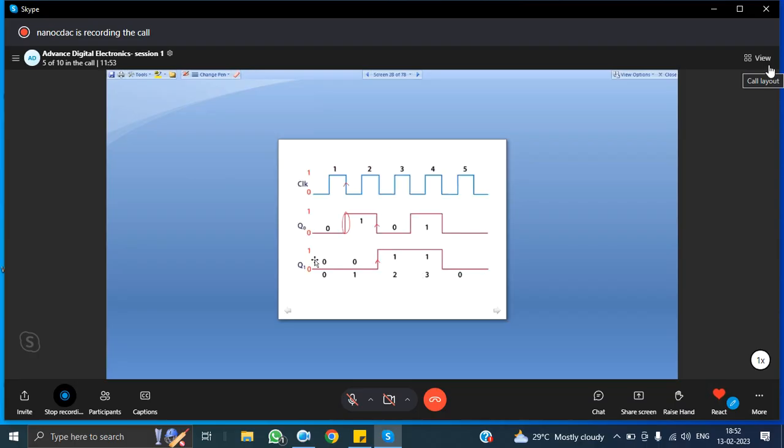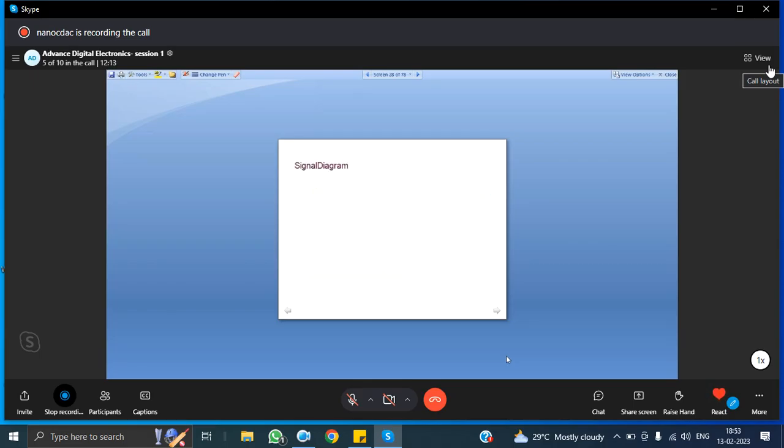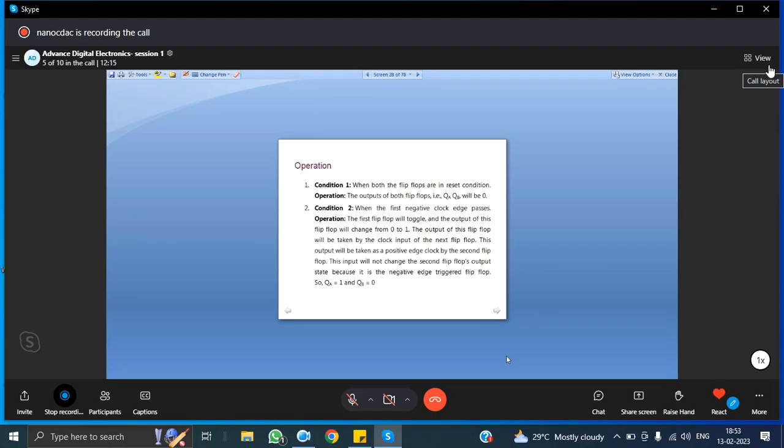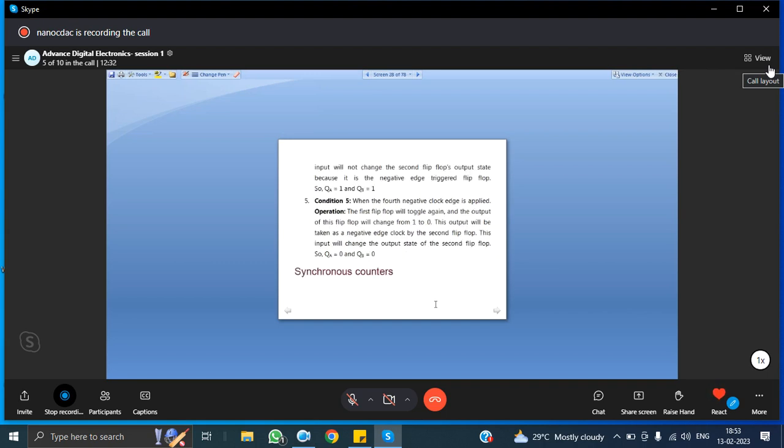From this you can see, from MSB to LSB, the count is 0 0, 0 1, 1 0 and 1 1. So it gives you the counter operation. For each and every clock pulse, the count is incrementing from MSB to LSB. So this is an asynchronous counter. When both flip-flops are in reset condition, QA QB will be equal to 0. When the first negative clock edge passes, the first flip-flop will toggle, and the output changes from 0 to 1. You can read all these things and understand the operation.